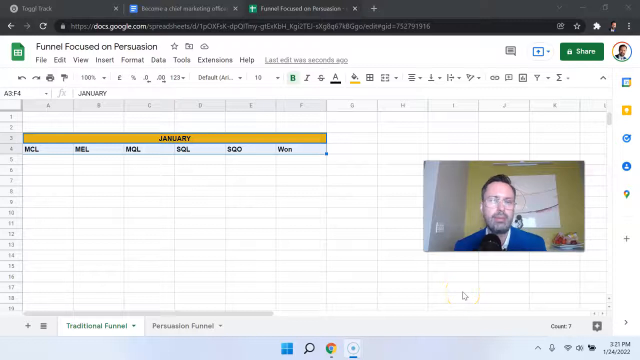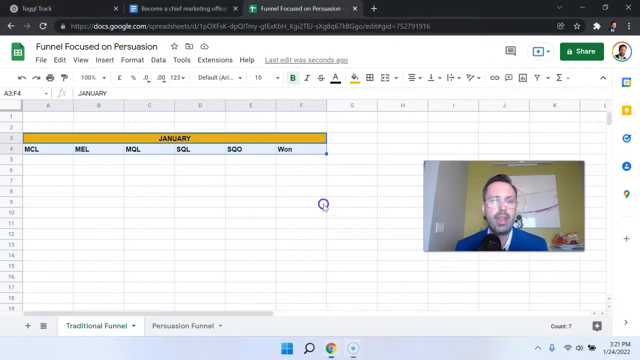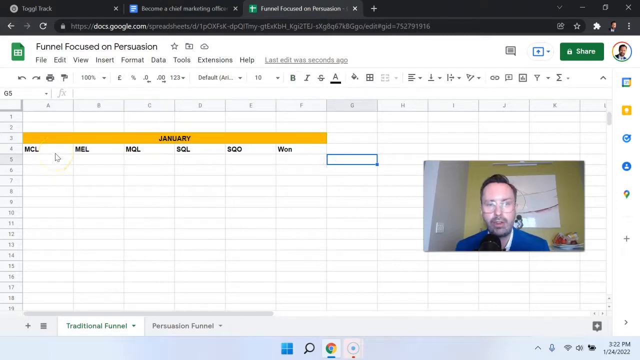I want to point out some somewhat advanced things to consider when you're looking at your marketing and sales funnel. This here is a slightly more elaborated example of what most companies would use when they're looking at their CRM data. Now, the reason it's a little more advanced is because often companies don't factor in these first two stages, which are marketing captured leads and marketing engaged leads.